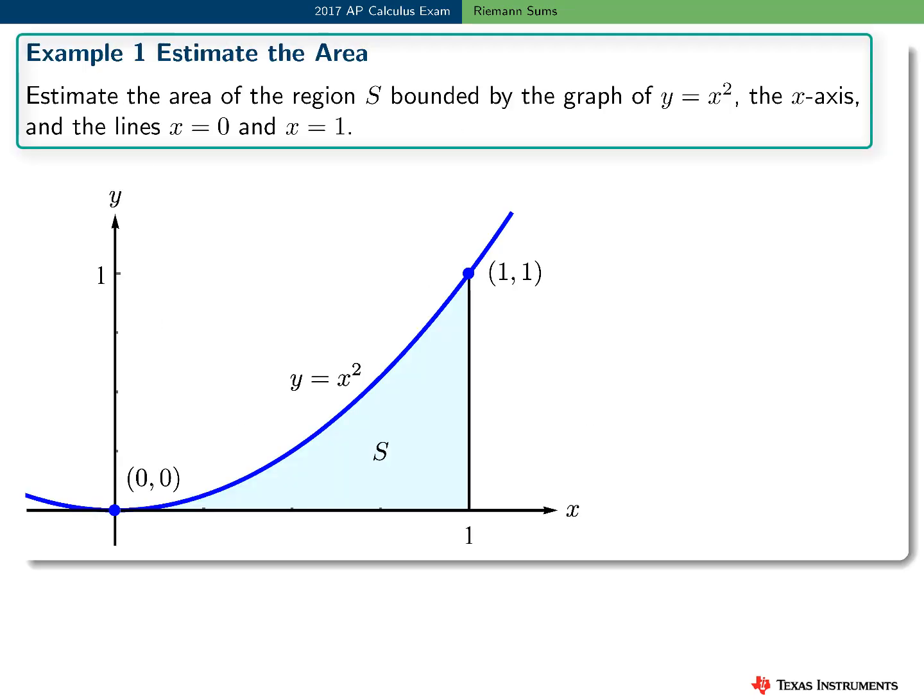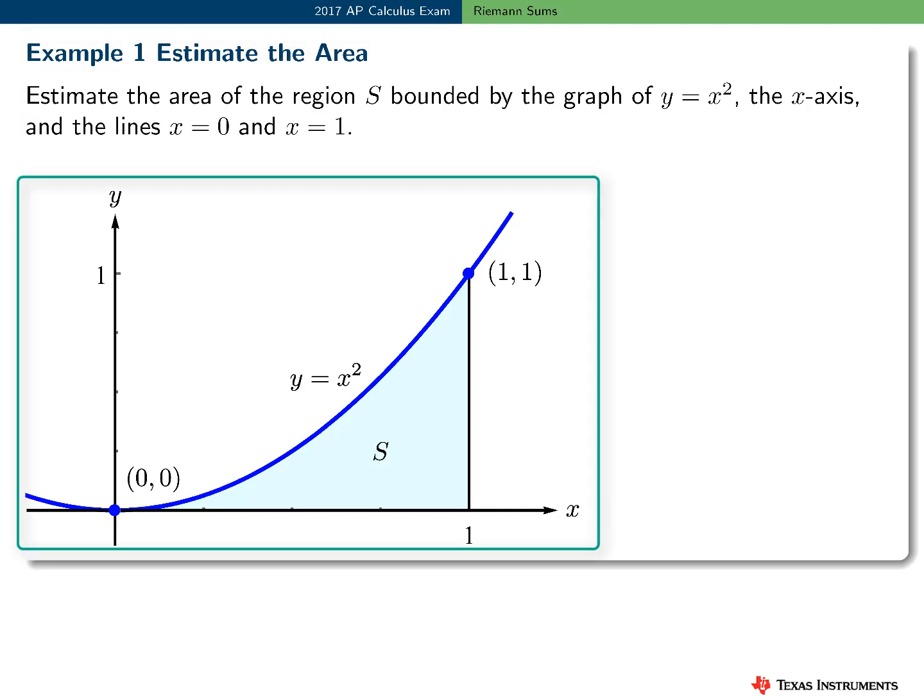In this example, I'd like to use the area assumptions and the properties of summations to estimate the area of a plane region. Let's see if we can estimate the area of the region S, bounded by the graph of y equals x squared, the x-axis, and the lines x equals 0 and x equals 1. And here's an illustration showing the region S.